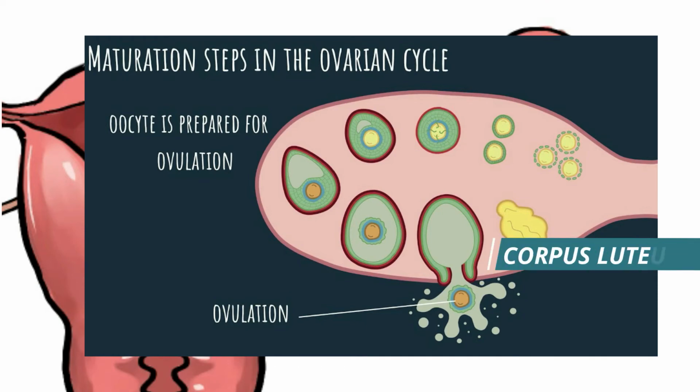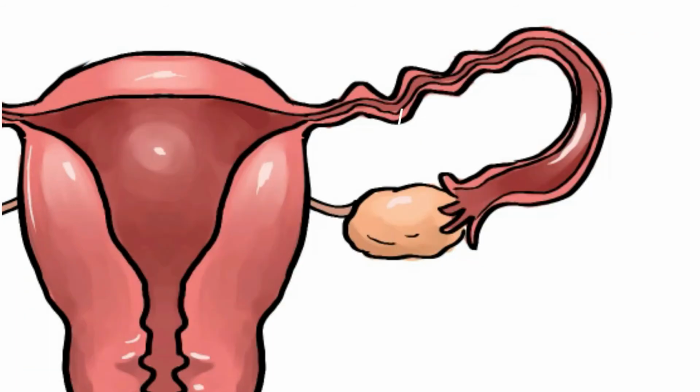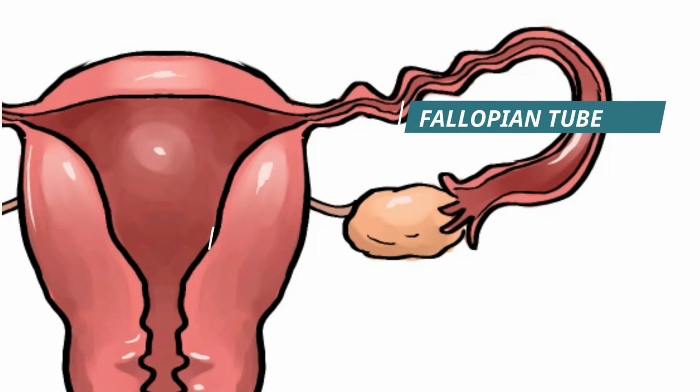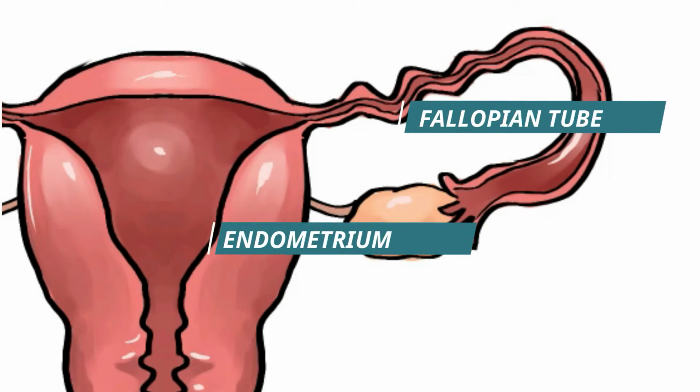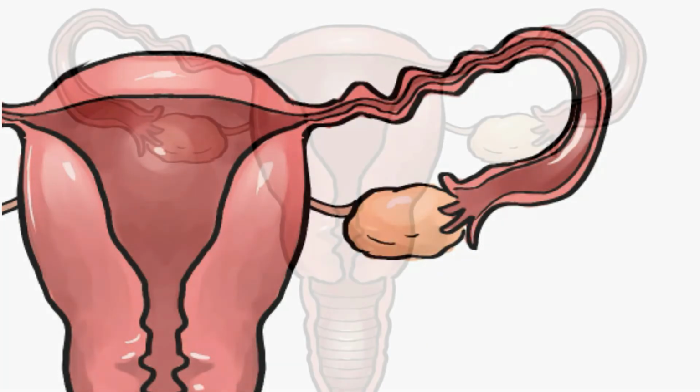The ruptured follicle turns into the corpus luteum, which releases progesterone, estrogen, and inhibin that triggers the halt of production of FSH and LH, and also prepares the uterus to receive the mature oocyte as it travels through the fallopian tube. The egg cell then rests on the endometrium of the uterus. If fertilization does not occur, the egg and the uterine lining is shed during menstruation.